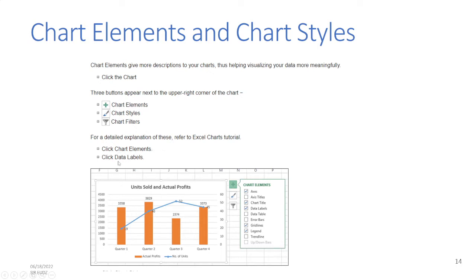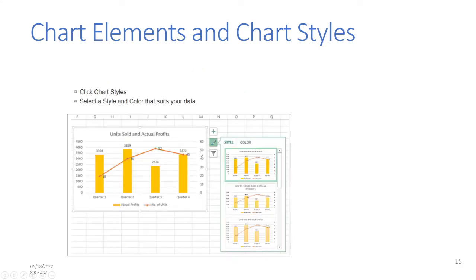Click chart elements and then we click data labels. So we check data labels. Click chart styles and then select a style and color that suits your data. So we have here styles and colors.